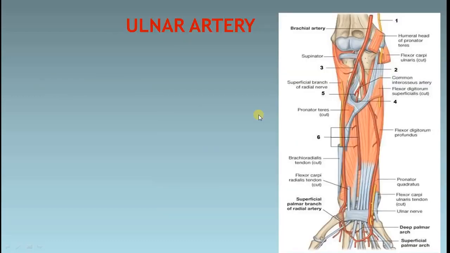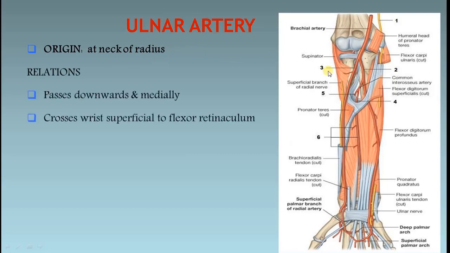The next is the ulnar artery. You are able to see here, this is the ulnar artery, one of the terminal branches of the brachial artery, arising at the level of the neck of the radius. Both the radial and ulnar arteries have a common origin. Relations: it passes downwards and medially, and it passes above the flexor retinaculum along with the ulnar nerve.